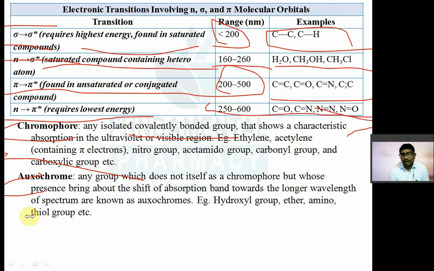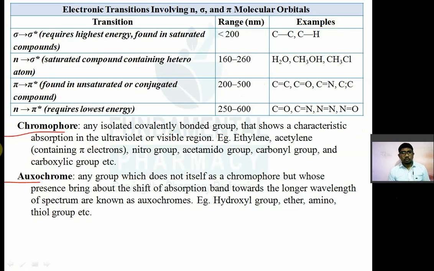So any group that does not itself act as a chromophore, whose presence with the chromophore brings about the shift of absorption maxima towards the longer wavelength of the spectrum, is known as an auxochrome. So the question comes on this: what is an auxochrome, what is a chromophore. Are you getting? What is meant by auxochrome? What is meant by chromophore? Yes. Okay. Chromophore means what?